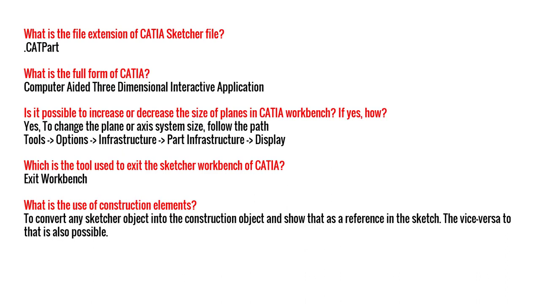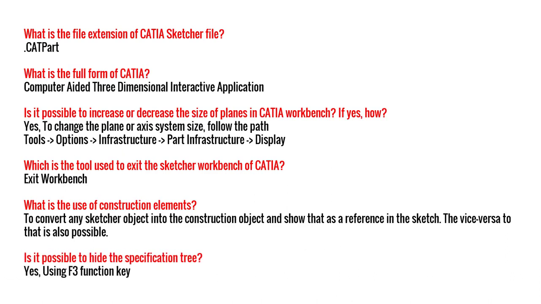So this is your construction element. This is the use of your construction element that you use in sketches. There is one more construction element available, axis. That axis in the sketches cannot be converted into an object, and similarly an object cannot be converted into an axis. But yes, an object can be converted into a construction element, and a construction element can be converted into an object.